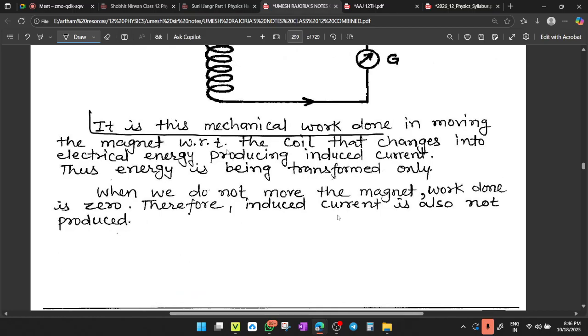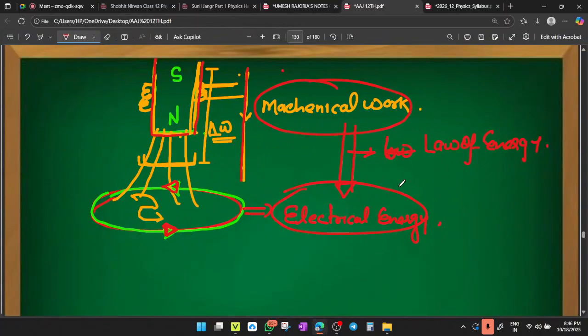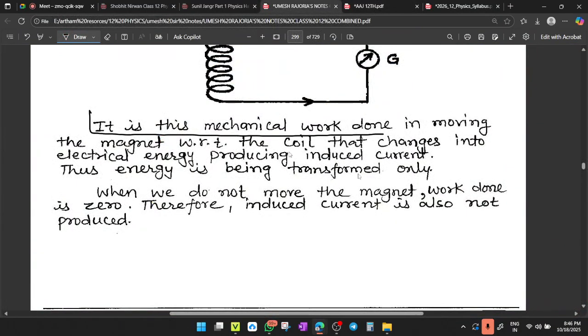In moving the magnet with respect to the coil, that work changes into electrical energy. Same thing I said: here the mechanical work is converted into electrical energy. It is the mechanical work done in moving the magnet with respect to the coil that changes into electrical energy, producing induced current, right? So this electrical energy, created because of the expense of mechanical work, is seen in the form of electric current. It is only transformed, so there is exact energy transformation.